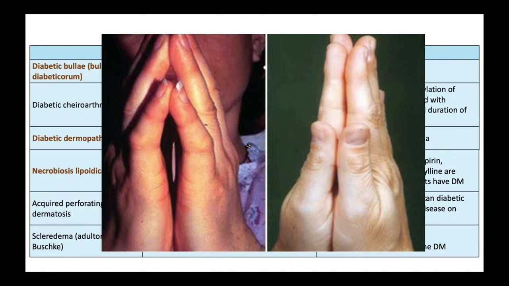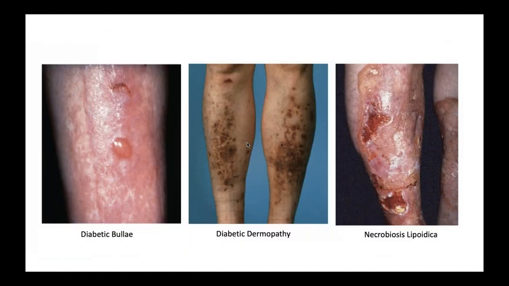So this is your prayer sign, which is the inability to approximate the palmar surfaces of the hands and fingers, and it results because of flexion contractures. This image shows the diabetic bulla, which generally develop on the shin and the lower extremities and are non-inflammatory in nature. Diabetic dermopathy presents as red-brown atrophic macules. And necrobiosis lipoidica presents as a reddish-brown plaque, which can have an erythematous margin indicating the disease activity.